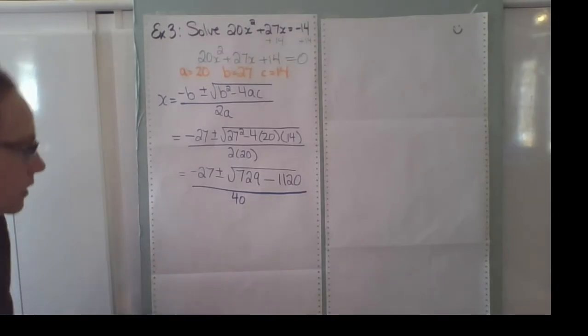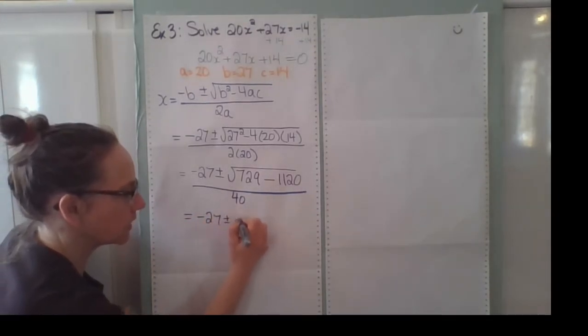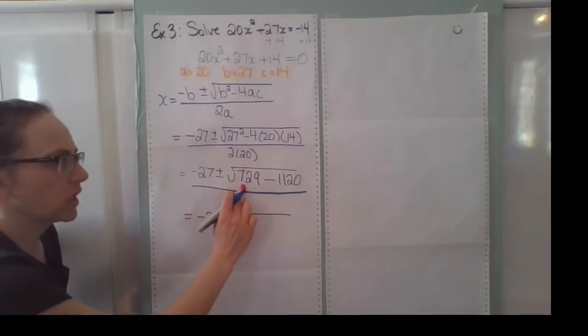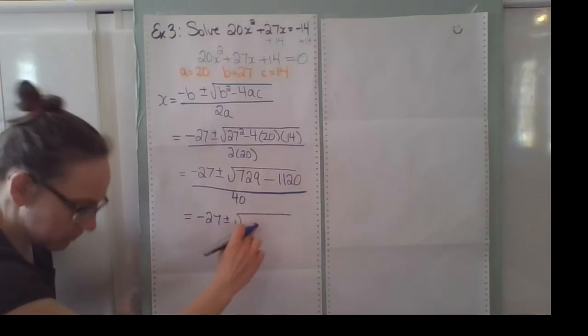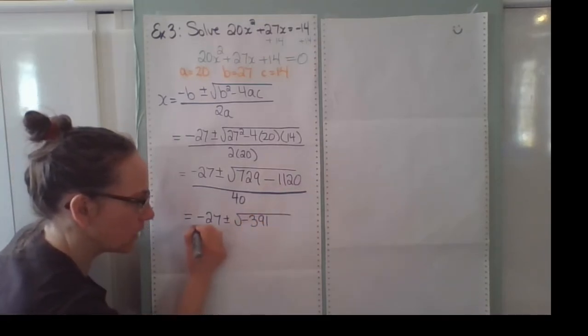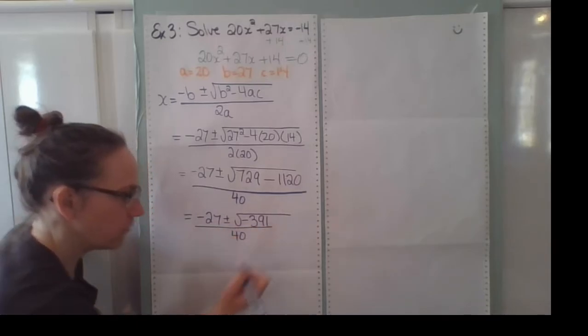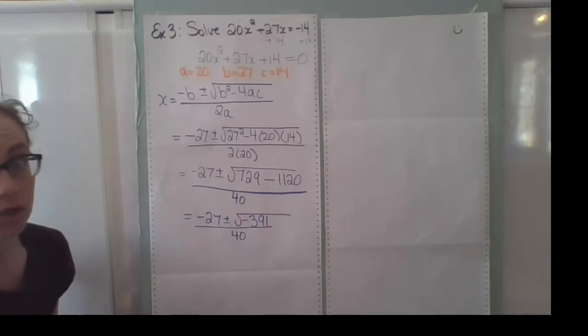Oh my. What's going to happen? We've got negative 27 plus or minus, well, 729 minus 1120 is going to give me a negative number. It's going to leave me with the square root of negative 391, all divided by 40. Well, can we take the square root of a negative number? No, we cannot.